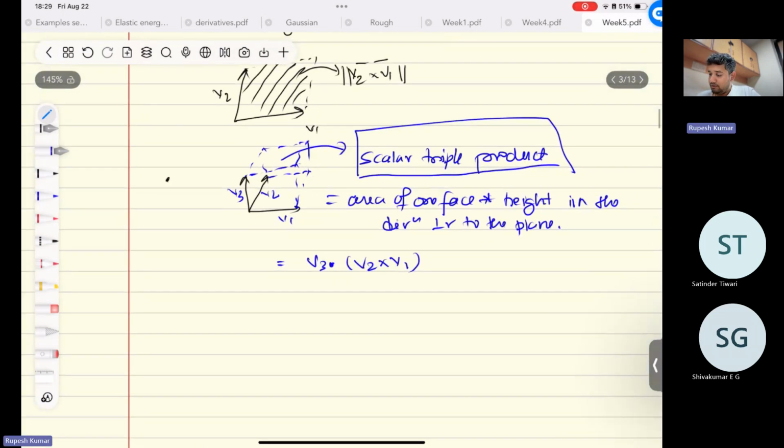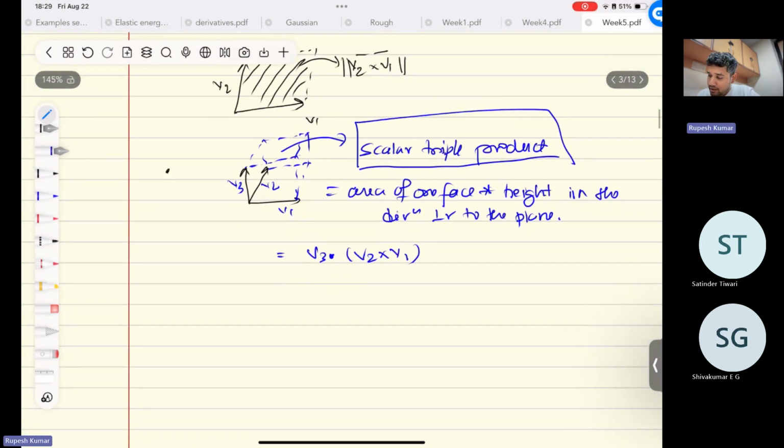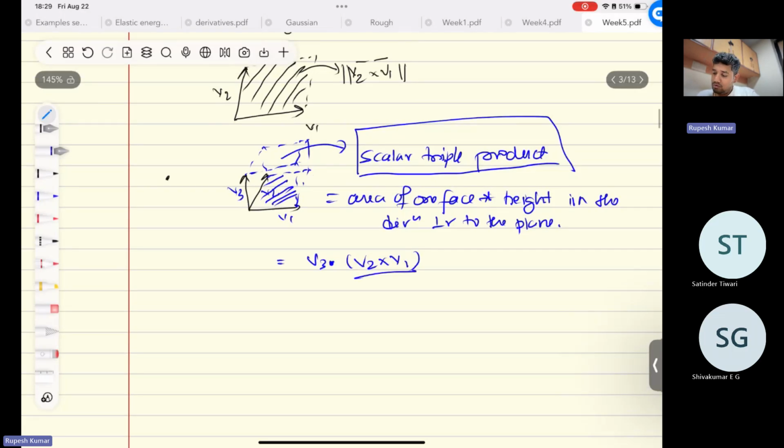How? Again, v2 cross v1 will give you the area of this base face, right? You get the area from v2 cross v1. And now for the height, this area vector is perpendicular to this face, right? So you will get some vector like this. When you take its dot product with this third vector, you get the height along that vector, right? So you take the dot product with this and you get the scalar triple product.